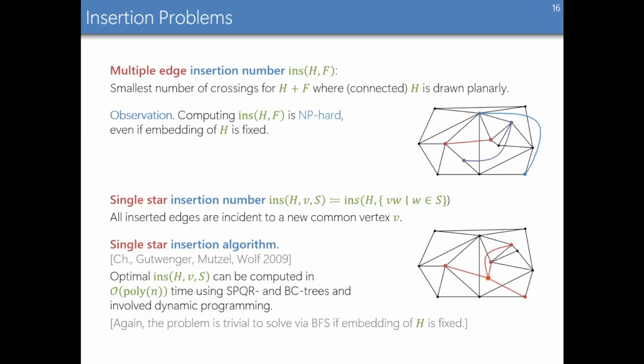It's not a linear time algorithm, and I won't tell you the exact polynomial because it's horrible. Again, the star insertion problem would be much easier to solve if I'm considering a fixed embedding for the graph in the beginning. So single stars is kind of the borderline that's still doable, although not very nicely, but arbitrary other edges, that's hard.